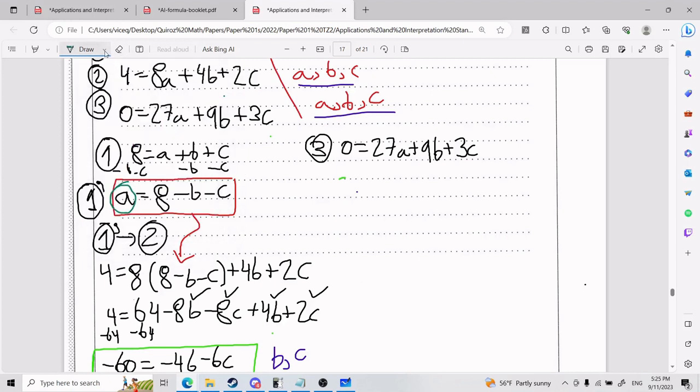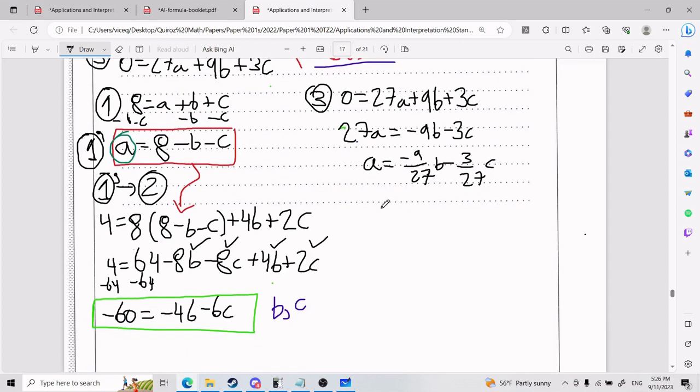We're going to do that again. Okay, 3 prime will get A alone. So for getting A alone, I have 27A equals negative 9B minus 3C. So A equals negative 9 divided by 27 B minus 3 divided by 27 times C. Those fractions look kind of weird, so I'm going to go ahead and simplify a little bit. This first term is going to turn to negative 1/3 B, and this second one is going to turn into, I'm pretty sure it's 1 over 9C. Yes, it is 1 over 9C.